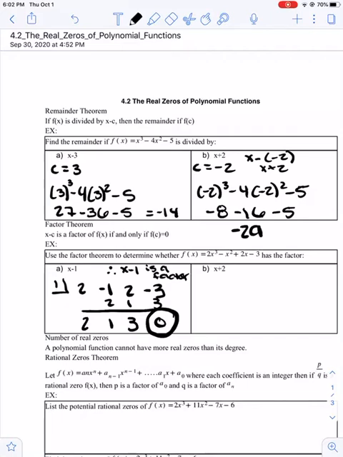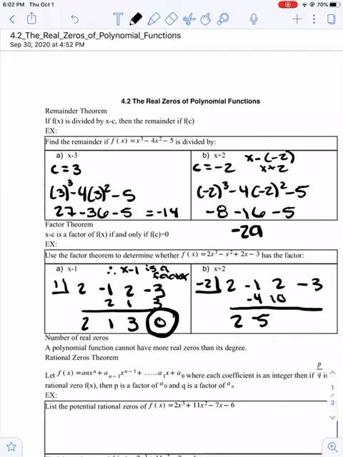All right, let's try x plus 2. If it's x plus 2, our c value is negative 2. That goes in the box. And then we write the coefficients of the polynomial. So 2, negative 1, 2, negative 3. Drop down the 2. Negative 2 times 2 is negative 4. Add those, you get negative 5.